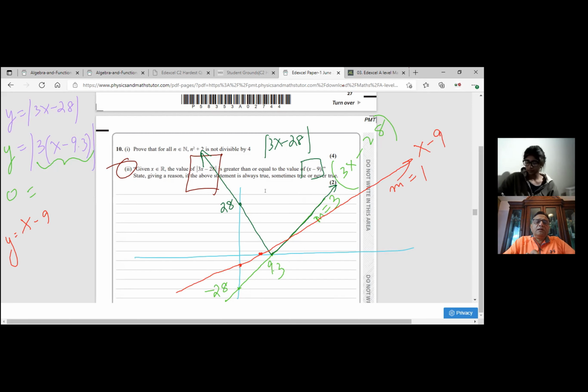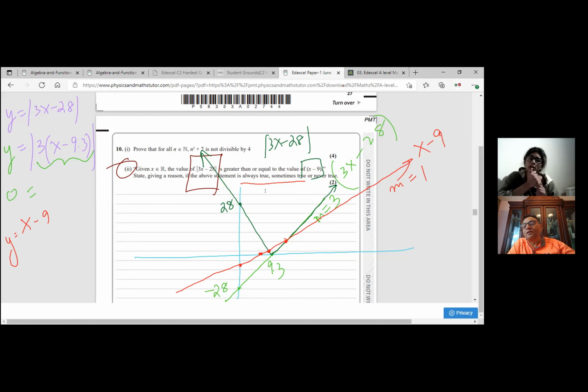Now the question is, given x belongs to real numbers, the value of this is greater than or equal to the value of x minus 9. So you have to compare, right? From the graph, you can easily see that the line is above the absolute function in this interval. But only in that interval, not always. So now the question states, giving a reason, if the above statement is always true, sometimes true, or never true. So sometimes. That is how you could explain it.